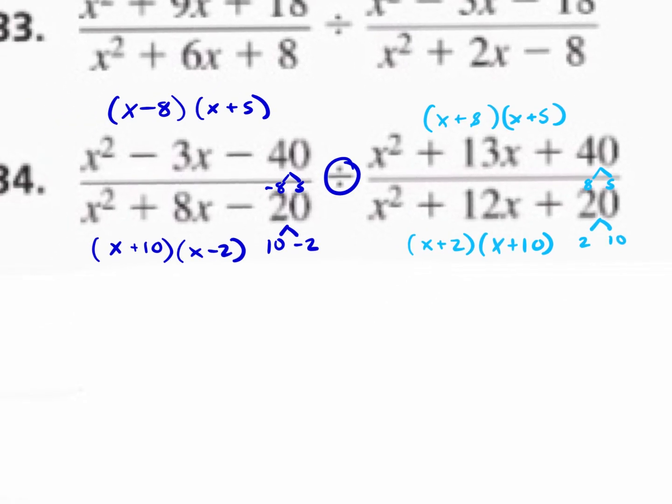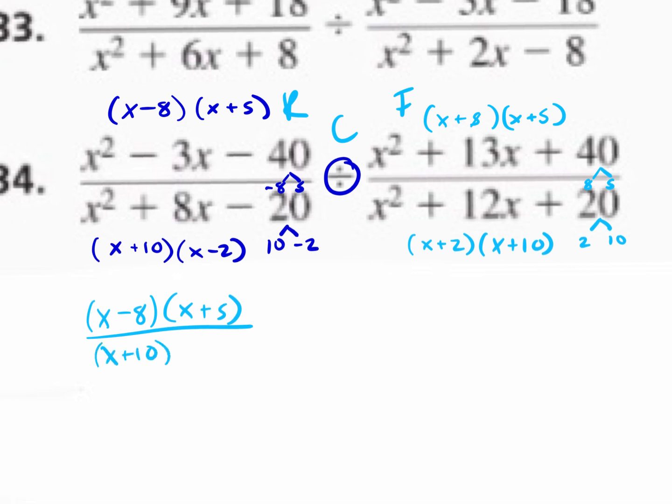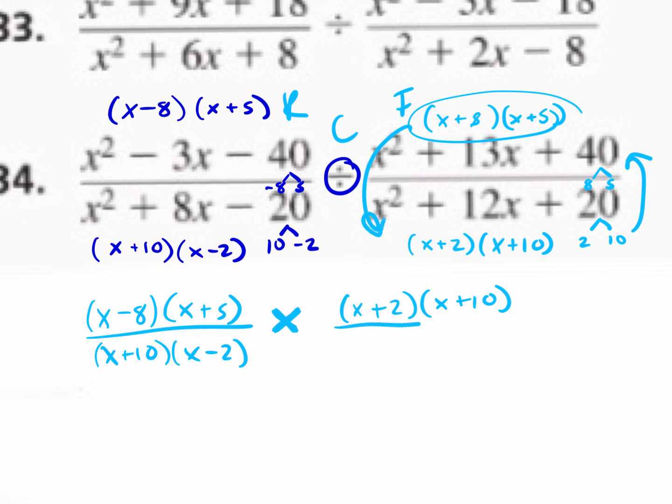Now, since we factored first, we can't forget we're going to keep, change, flip. So we keep the top. So that would be x minus 8 times x plus 5 over x plus 10 times x minus 2. We change to multiplication, and we flip the other one. So what our factors on the bottom are now going to be our factors on the top. So x plus 2 times x plus 10. And then our factors on the top are now going to go to the bottom. So x plus 8 times x plus 5. Does everybody see what I did there?